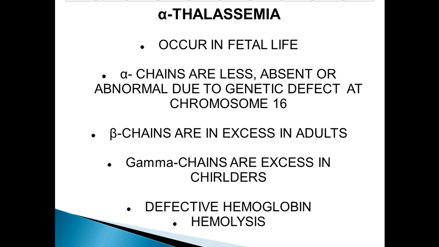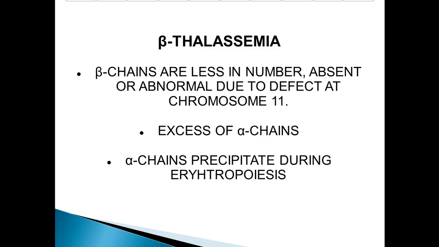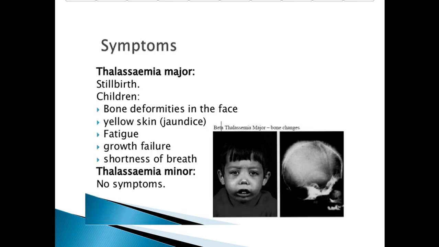Beta chains are in excess in adults. Gamma chains are in excess in children. Defective hemoglobin and hemolysis is there. Beta thalassemia: in beta thalassemia, the beta chains are less in number, absent or abnormal, and the defect is at chromosome 11. Excess of alpha chains precipitate during erythropoiesis.